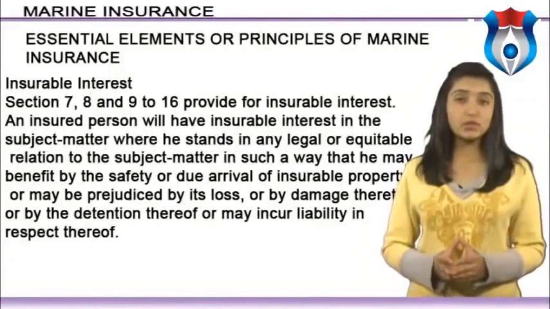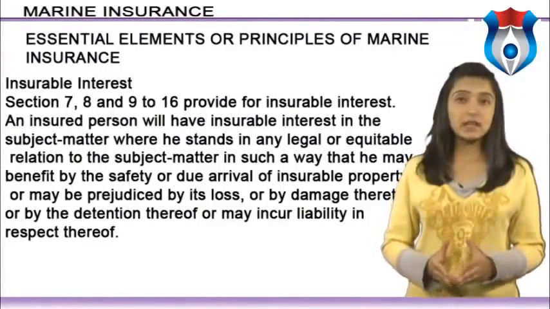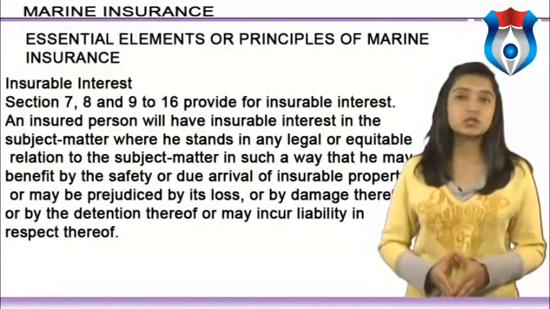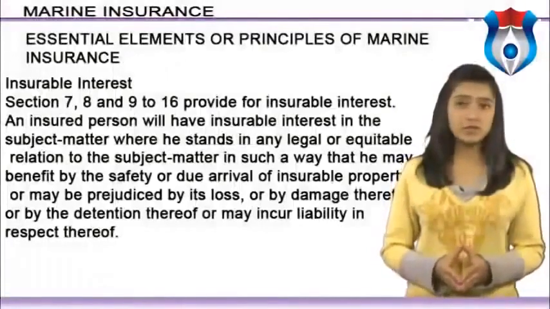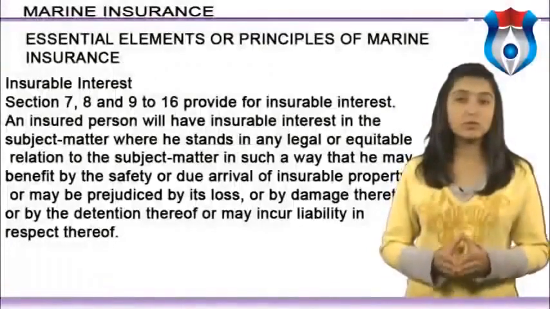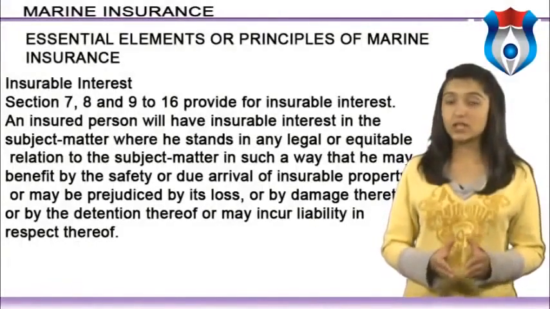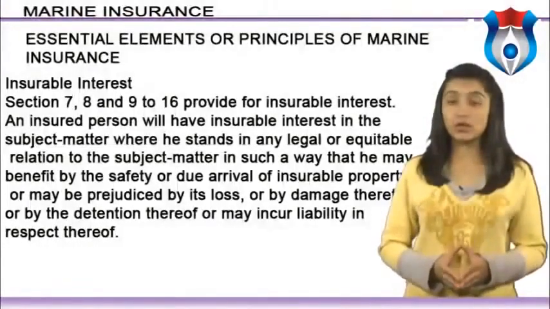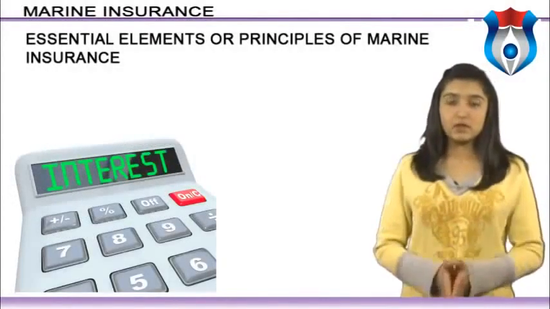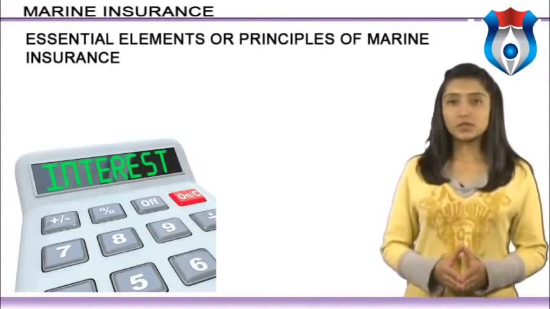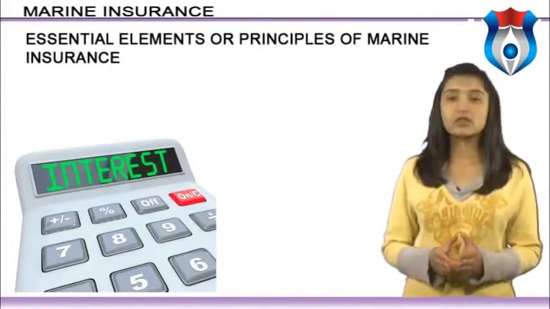Insurable interest. Sections 7, 8 and 9 to 16 provide for insurable interest. An insured person will have insurable interest in the subject matter where he stands in any legal or equitable relation to the subject matter in such a way that he may benefit by the safety or due arrival of insurable property, or may be prejudiced by its loss or by damage thereto or by the detention thereof, or may incur liability in respect thereof.